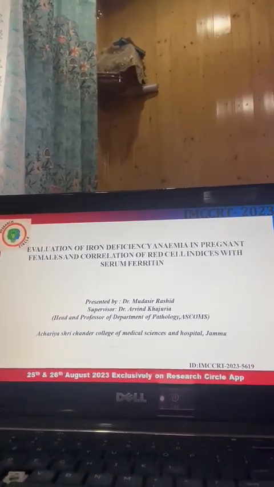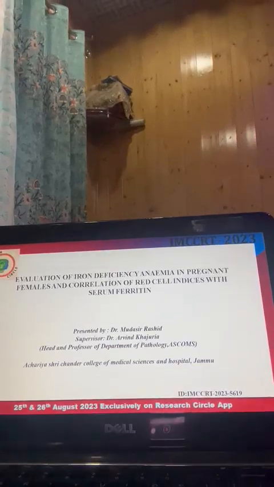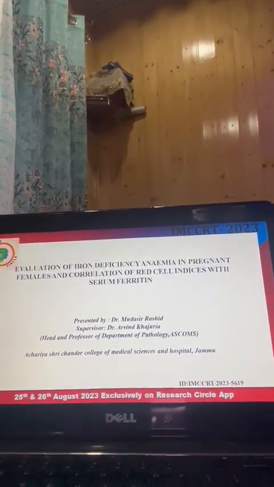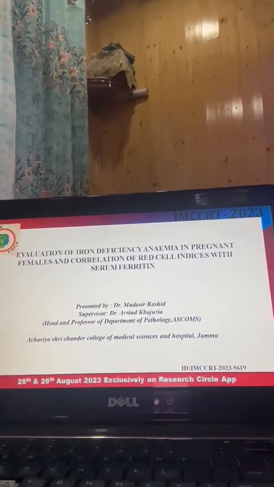The title of my presentation is Evaluation of Iron Deficiency Anemia in Pregnant Females and Correlation of Red Cell Indices with Serum Ferritin, under the supervision of Dr. Arvind Khujuria, Head and Professor of Department of Pathology, SCOMS, Acharya Sri Chandra College of Medical Science and Hospital, Jammu.